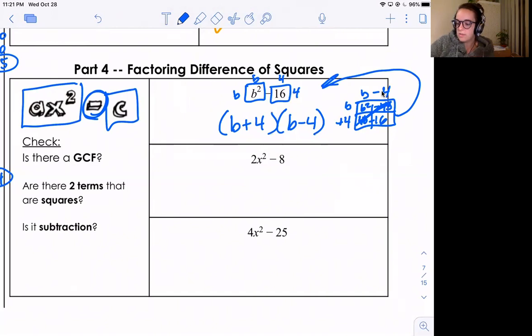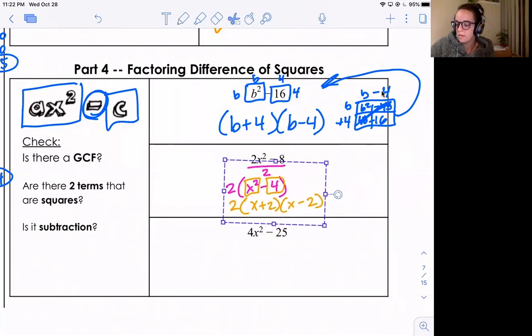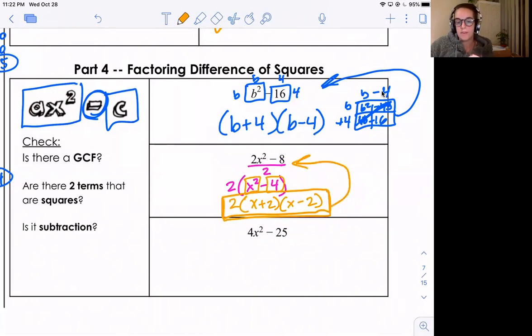So for this next one, I see there's a GCF of 2. So I have a 2 out here, and then I have x squared minus 4, like that. I see that x squared is a square. It's x times x, and 4 is a square, 2 times 2. So I'd have 2, x plus 2, x minus 2. So this is my answer for simplification of that, factoring of that.